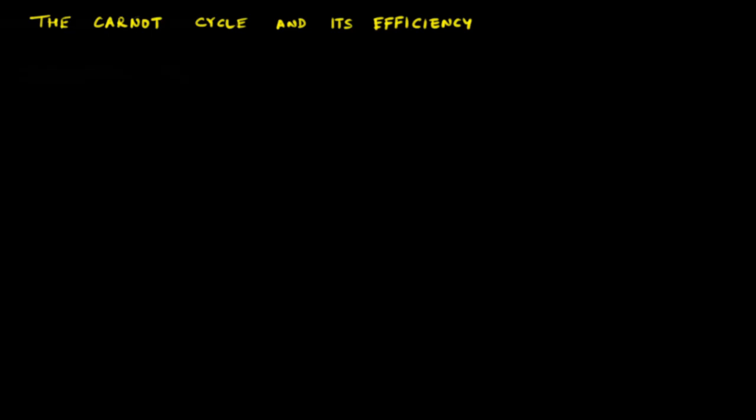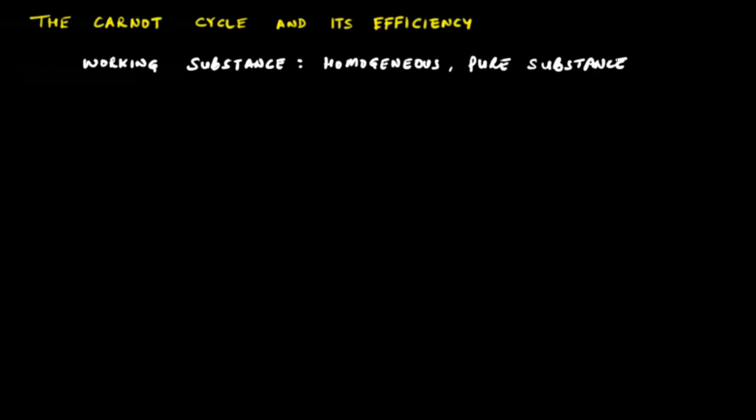This question was addressed by Carnot, and the cycle introduced by him is termed the Carnot cycle, on which the engine described by Carnot operates. So let's consider a heat engine that operates on a Carnot cycle, and the working substance of this heat engine is a fluid that is homogeneous and a pure substance.